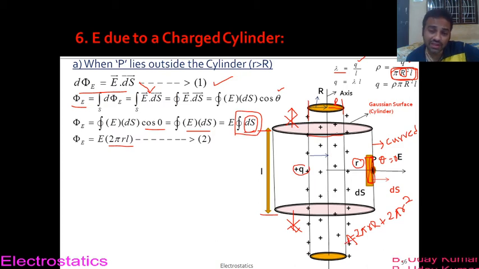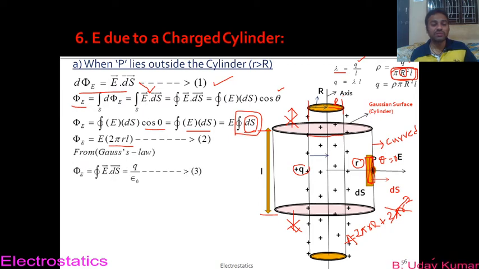This is the total surface area of the Gaussian cylinder. But since no flux is coming out of the upper and lower surfaces, there is no contribution of flux from them, and hence I am not considering this area. So the integral of ds comes out to be 2πrL only, not the additional 2πr² term. So now the total electric flux coming out of this cylinder is E times 2πrL, which is taken as equation 2.